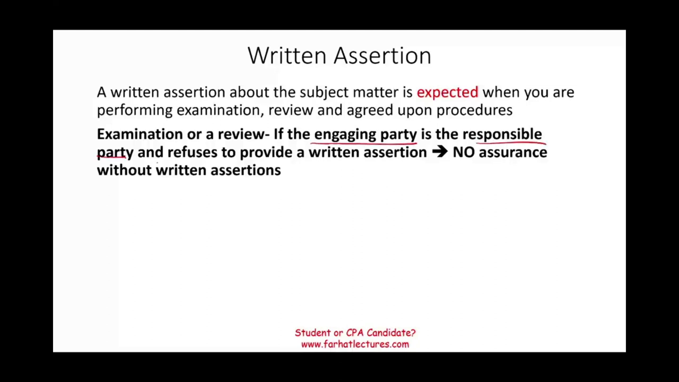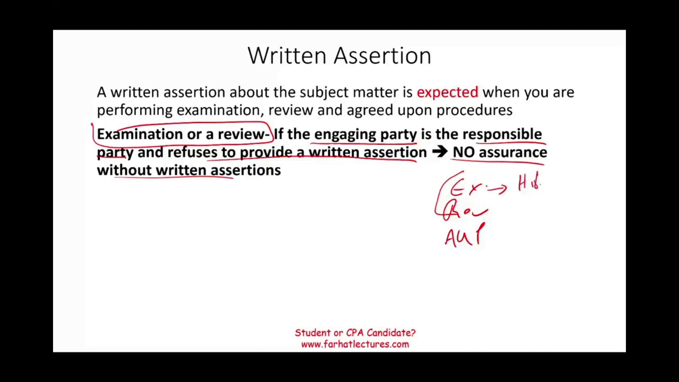Now, if you are performing an examination or a review, and the engaging party is the responsible party and refuses to provide a written assertion, there is no assurance without a written assertion. Simply put, remember, we have three things that we can do: examination, review, agreed upon procedures. If we are dealing with examinations and reviews, and we're going to see why later, we are giving some sort of an assurance. For example, in an examination, we are giving the highest level of assurance, which is reasonable assurance. In a review, we are giving a limited type of assurance. Nevertheless, we are giving some sort of an assurance.